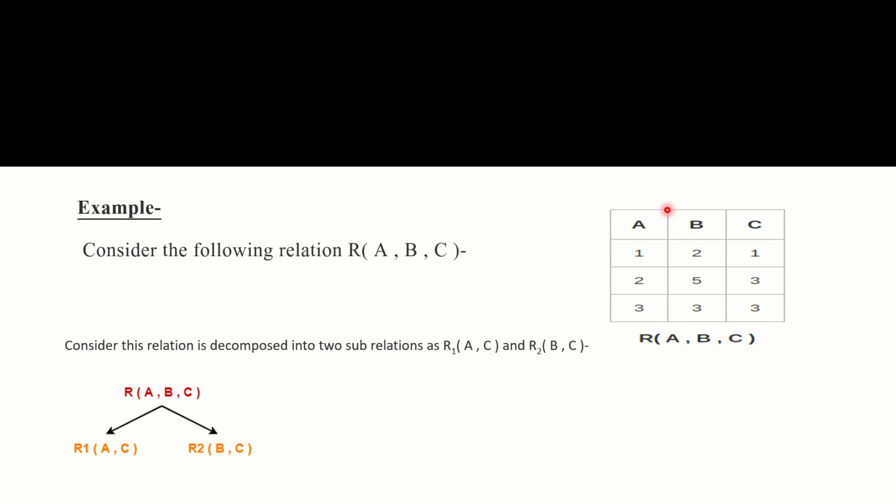Suppose we are considering the same example, A, B and C. Let it be our original relation R, which contains three attributes A, B and C. Based on the example, instead of A, B and C, we can write the name of the attributes. Then suppose we are dividing this table like this. This is R1, which contains A and C, and R2 contains B and C. So here C is the attribute which is common to both the subtables.